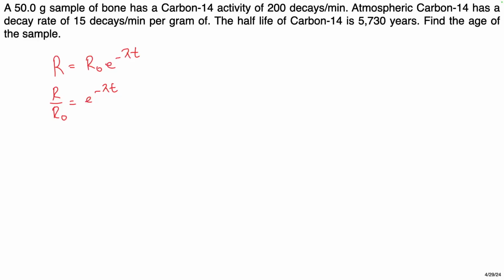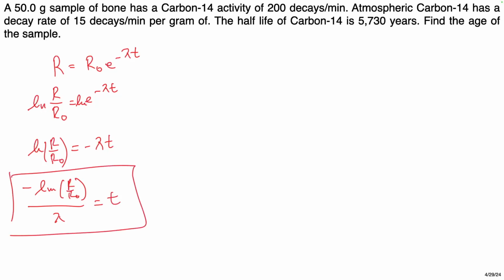And then if I take the natural log of both sides of this thing, I'll end up with the natural log of this ratio of rates, and then the natural log of e to the something is the something. So this is negative lambda t. I can divide by the negative lambda, like that, and I've got the time that would have elapsed. So given a known rate now and a known rate that it should have been when it expired, I can find the time, assuming I know this decay constant.